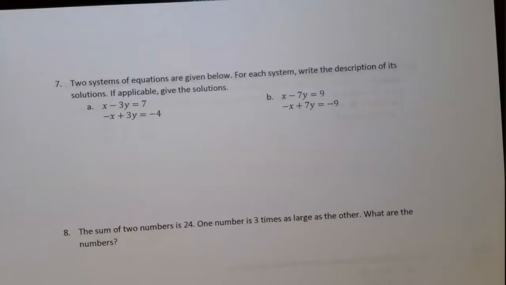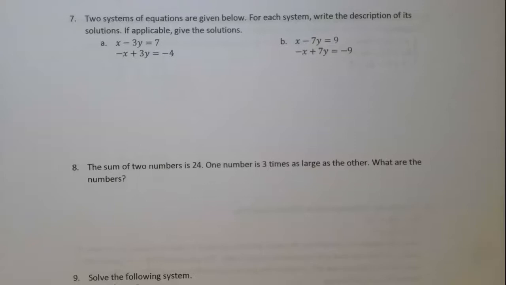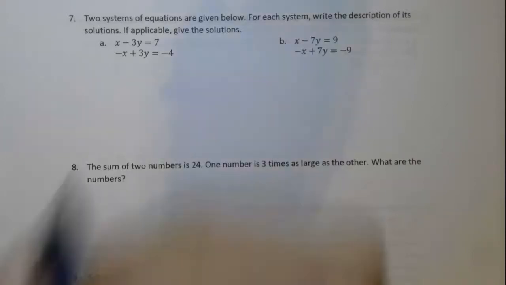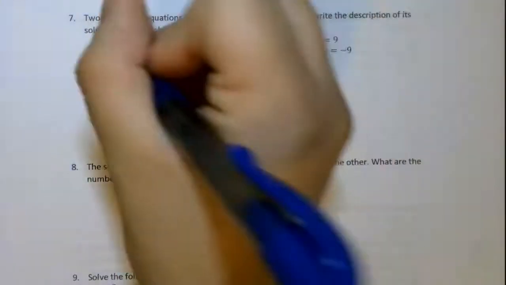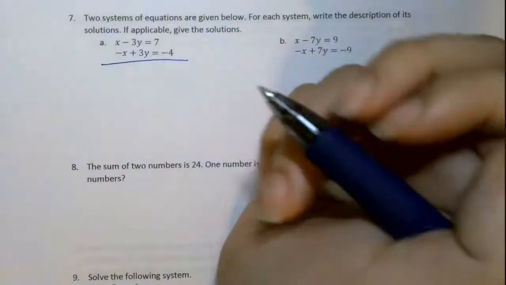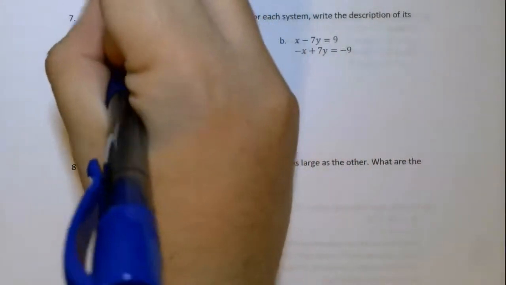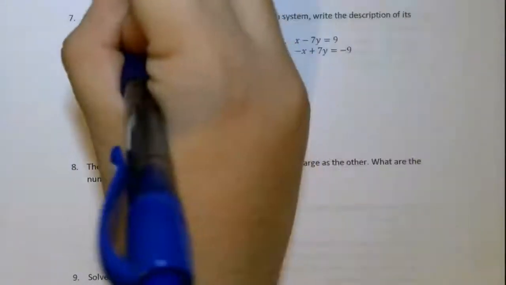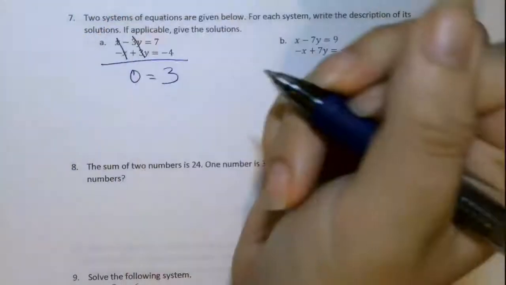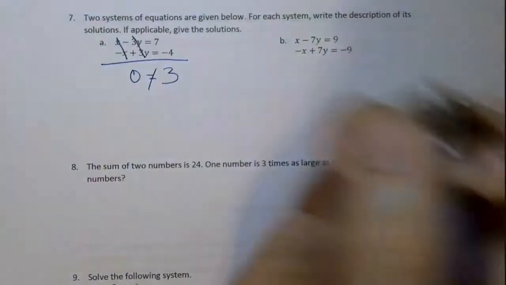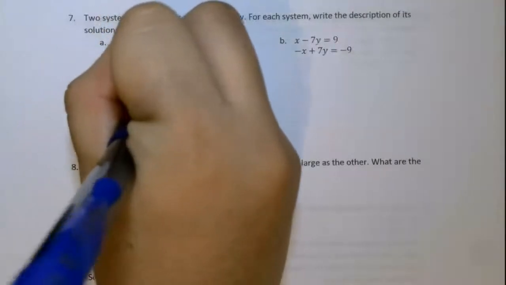Okay. So for number 7, it gives me 2 systems of equations, and it wants me to write a description of its solution, and then if possible, give the solutions. So for the first one, I'm going to use elimination because I notice my x's are opposite signs. I'm going to add down. The x's cancel out. The y's cancel out, so it gives me 0 on the left. 7 minus 4 equals 3. It's not the same. This one is inconsistent.